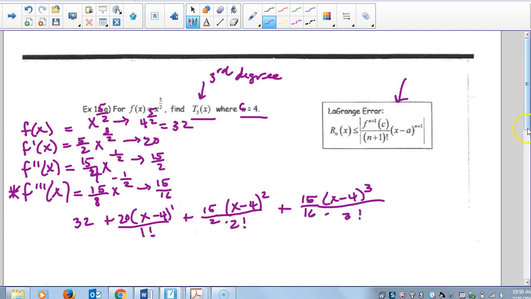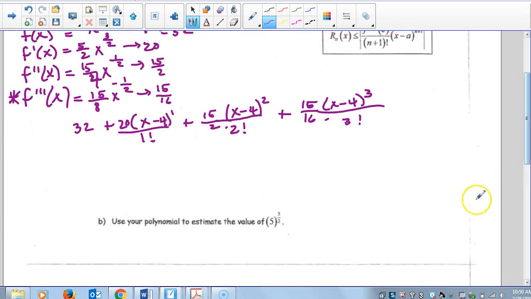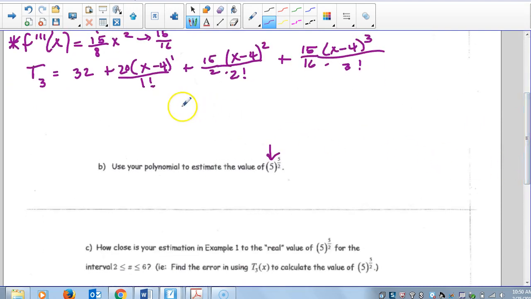So I've gone out to the third term. I've constructed the Taylor polynomial. If they didn't ask me anything else, I'd be done. This is saying, now use that to figure out 5 to the 5 halves. So all I'm going to do, so this is my Taylor polynomial. I would say T3, it means third degree Taylor. Even though I've got 4 terms, it's a third degree Taylor, for x to the 5 halves.